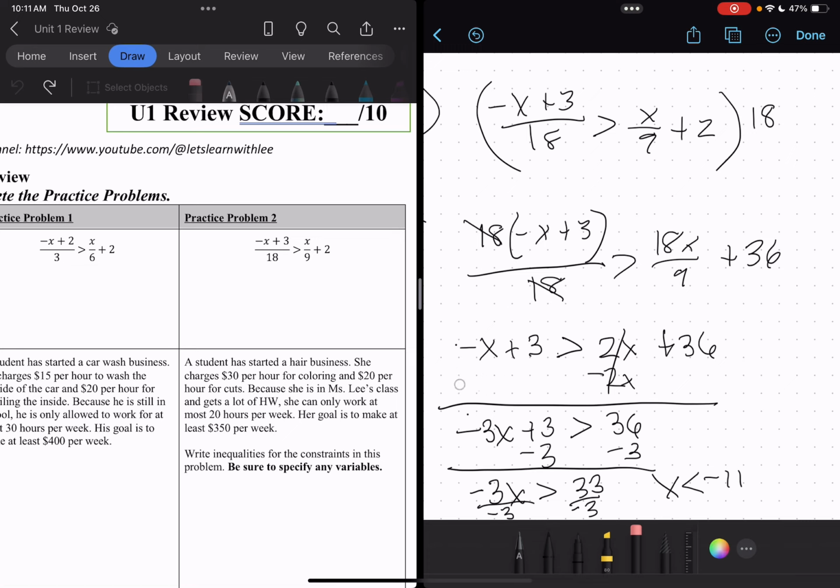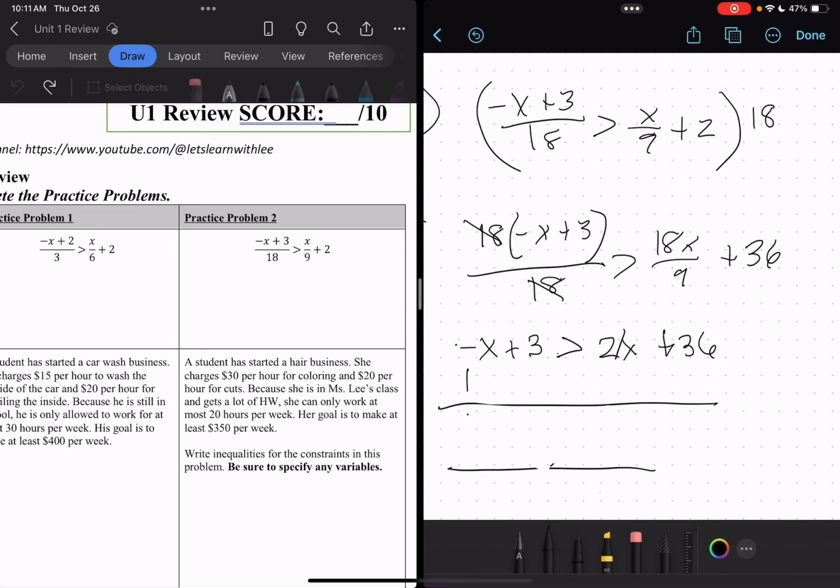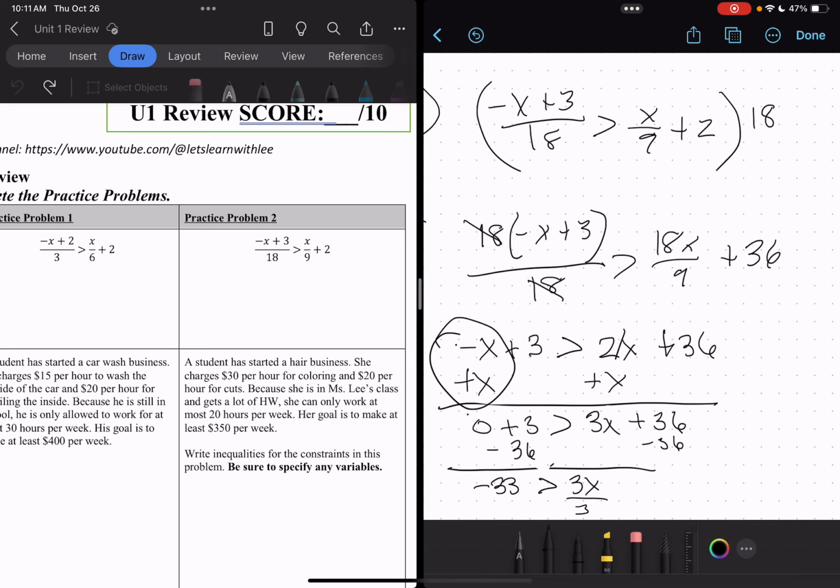Okay? Now, I am going to show you for this one another way that I could have done it from this step here. So if instead of subtracting 2x from the right side, I moved them to the other side, so if instead I added x to both sides to get rid of this, then this would become 0 plus 3 is greater than 2x plus x is 3x plus 36. Then I can subtract 36 from both sides, and I'll get negative 33 is greater than 3x. Divide both sides by 3.